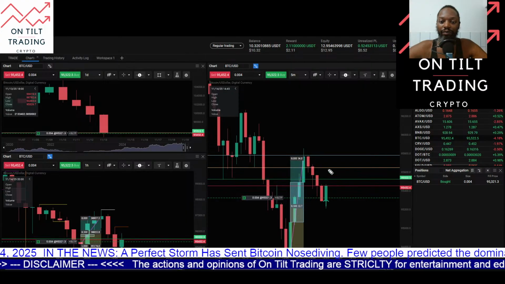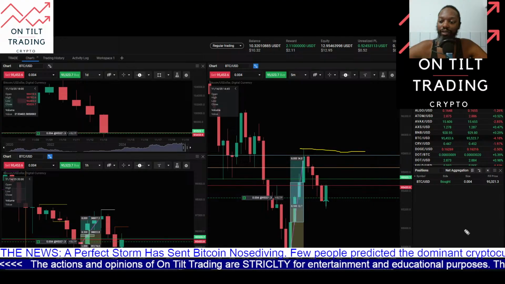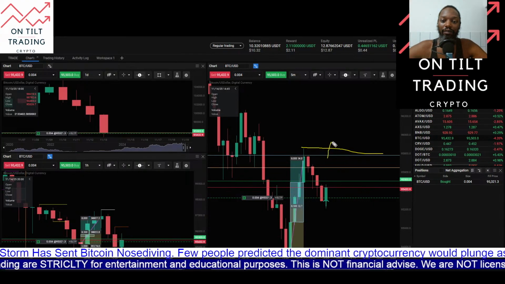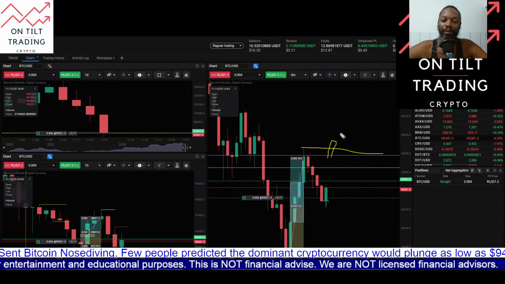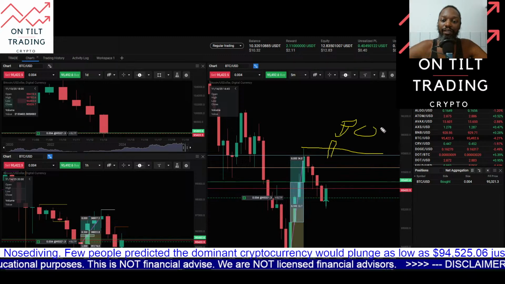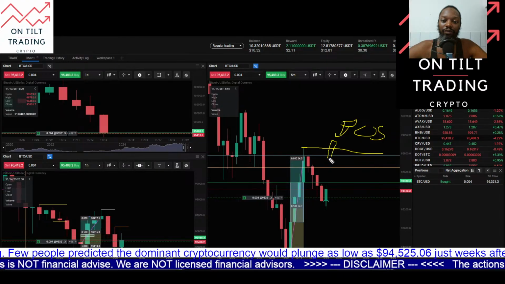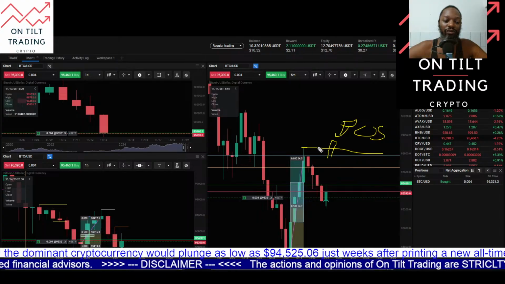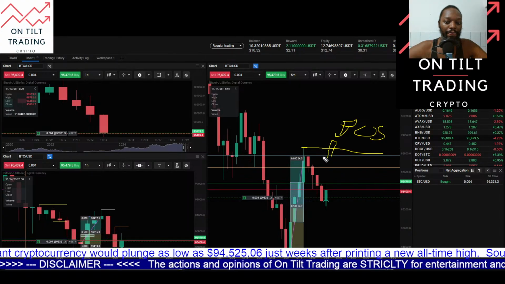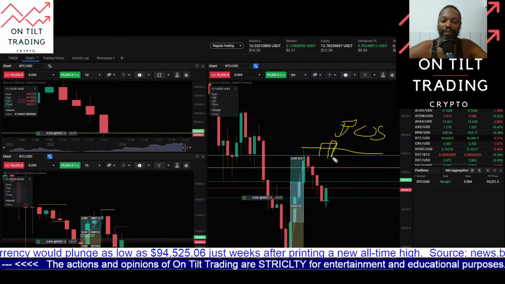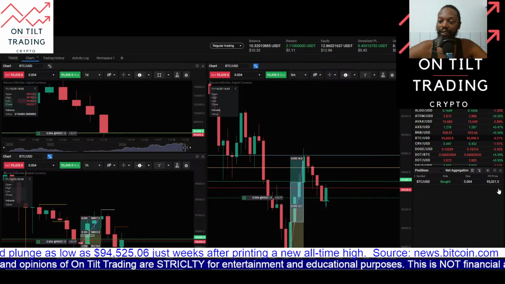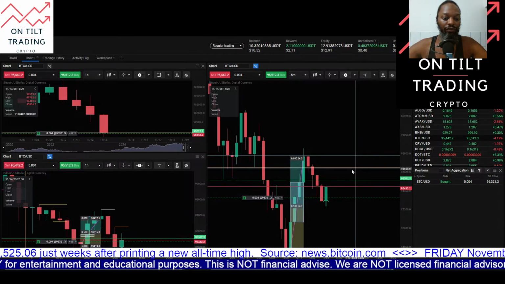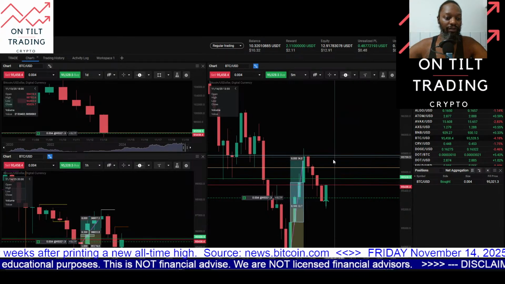So ideally, I want to see price create a break of structure above this level. So that would put price action above the order block and into and above the fair value gap. So it would be above these internal range liquidity points of interest.